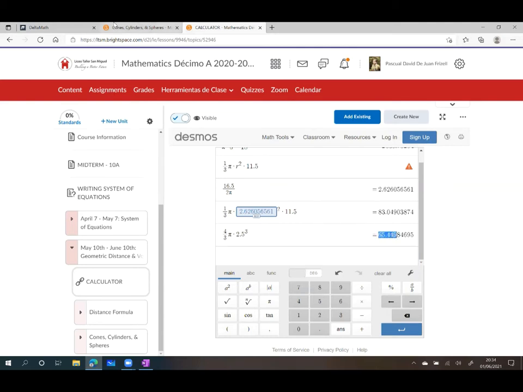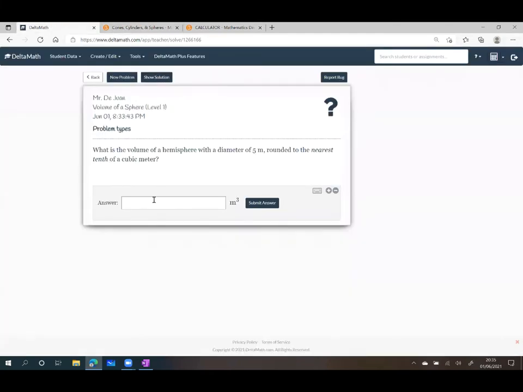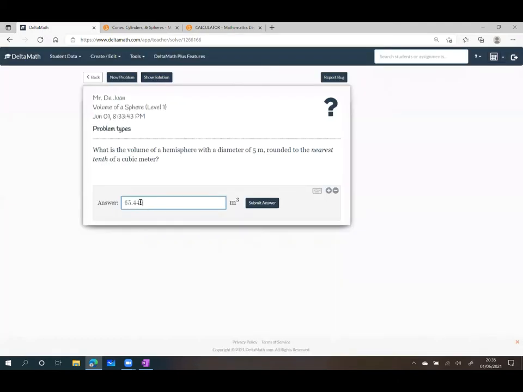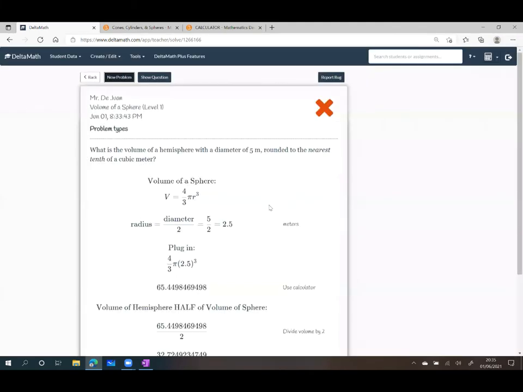65.449. So if we copy that number over down here, let's see what it's asking us. To the nearest tenth of a cubic. Well, punto 4, right over here, 0.44 is closer to punto 4 than it is to punto 5. So we just take away the punto 4 and we submit our answer.